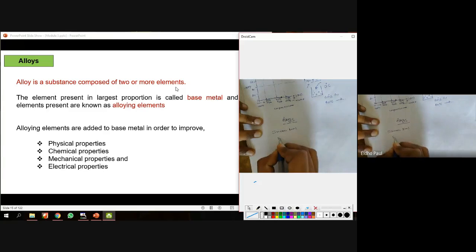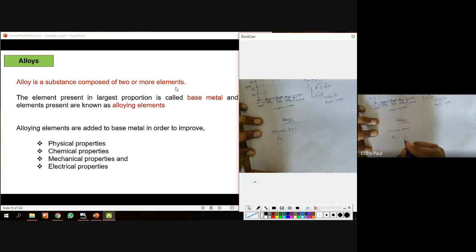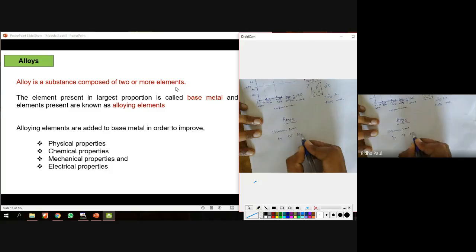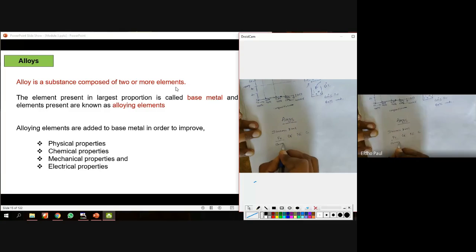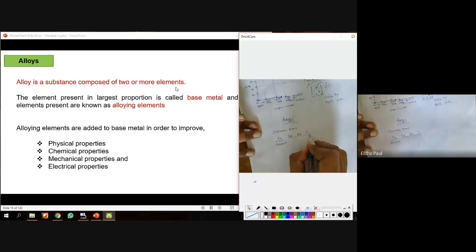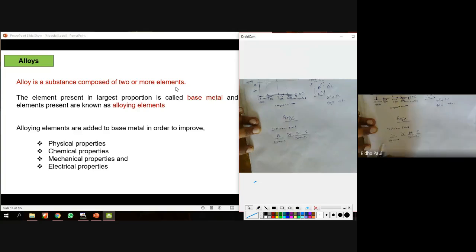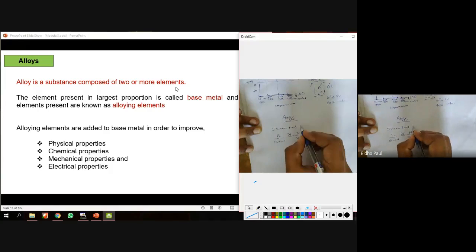The iron is the one element. Second element is chromium. And nickel is another element. Carbon is another element. So here we have four elements. In this we take iron as a solvent, and the remaining three components can be considered as solute. So a solid solution is formed with these four elements, and that solid solution is the stainless steel alloy.